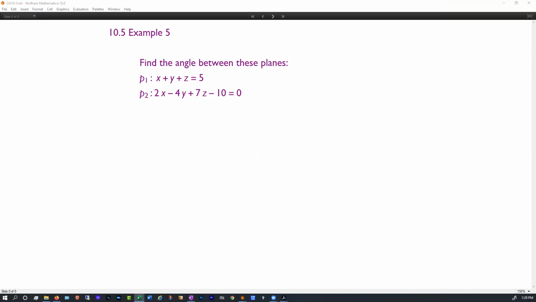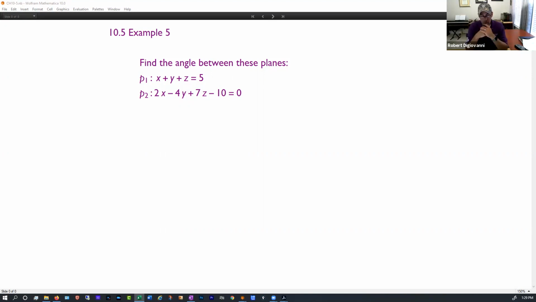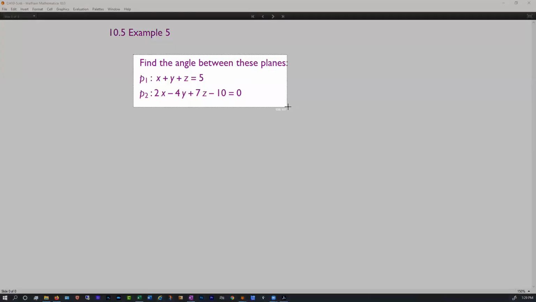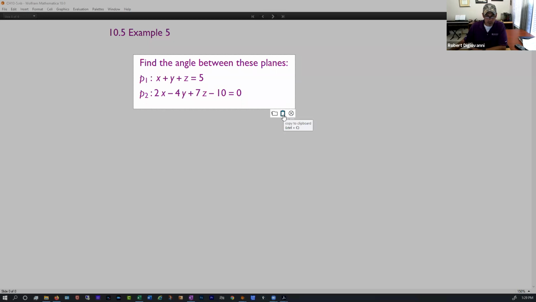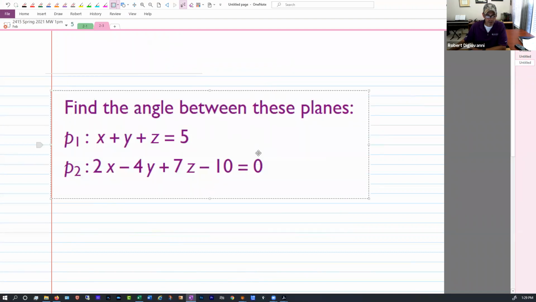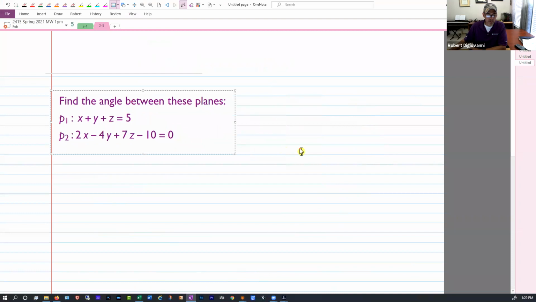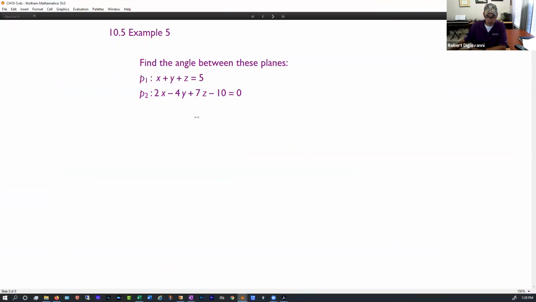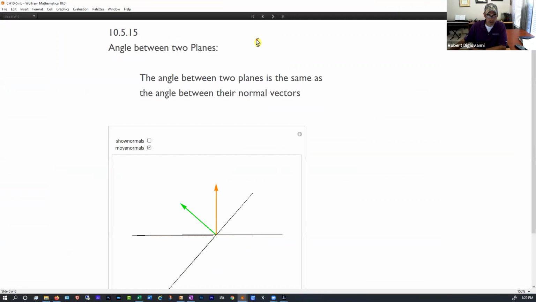Okay, so I'm going to ask you now how we're going to proceed here. So how do you feel about that? I'm not sure about how to find the angle between these. Okay. The note that we just covered said that the angle between two planes should be equal to the angle between their normal vectors, right? That's what the note said here.